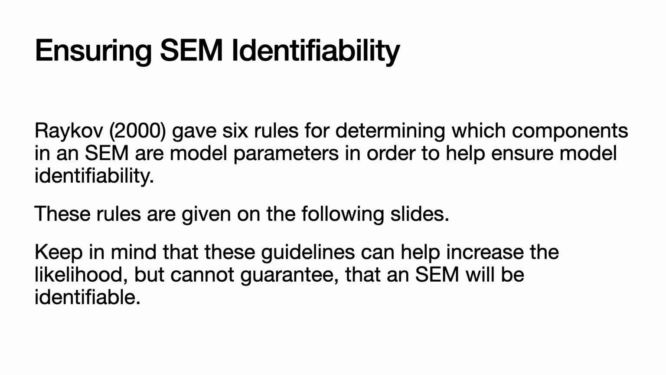Finally, let's look at what we can do to help ensure that a structural equation model is identifiable. Raykov, in 2000, gave 6 rules for determining which components in an SEM are model parameters in order to help ensure model identifiability. Basically, these rules help to make sure that we don't over-parameterize a structural equation model. These rules are given on the following slides, but we need to keep in mind that these guidelines can help increase the likelihood, but cannot guarantee that an SEM will be identifiable.